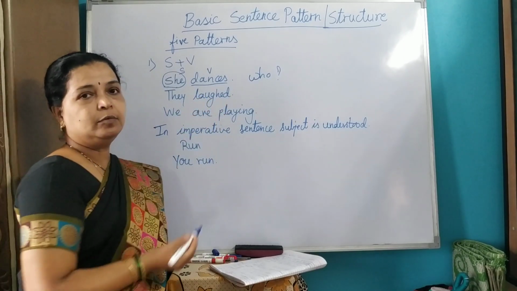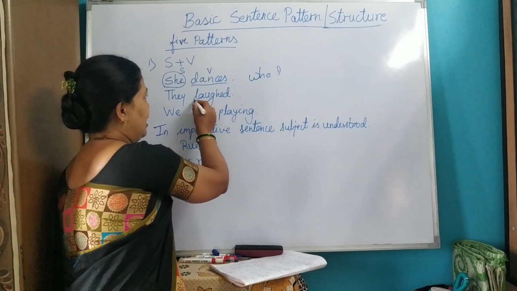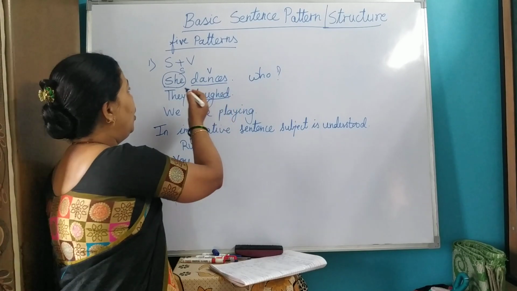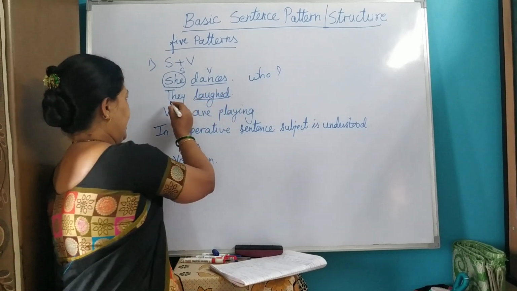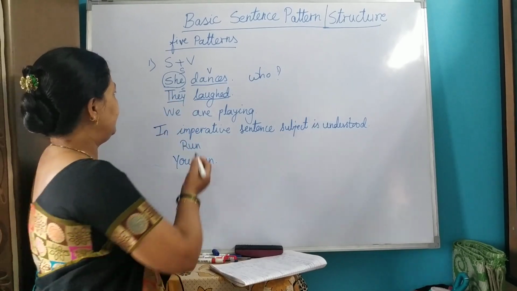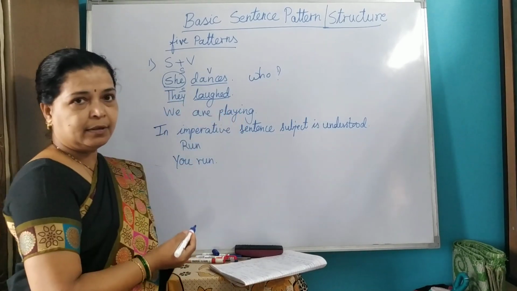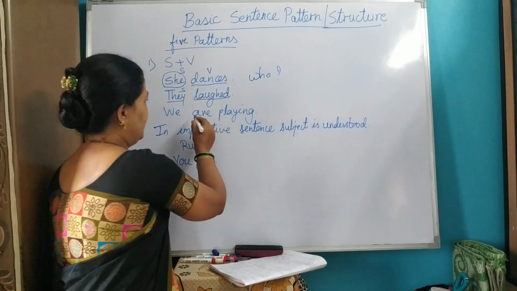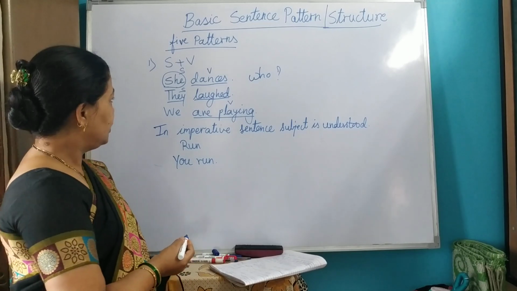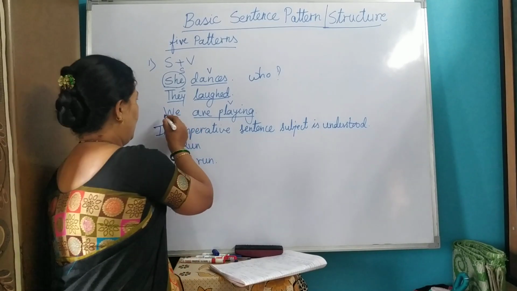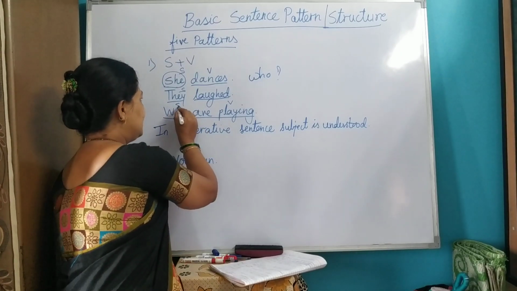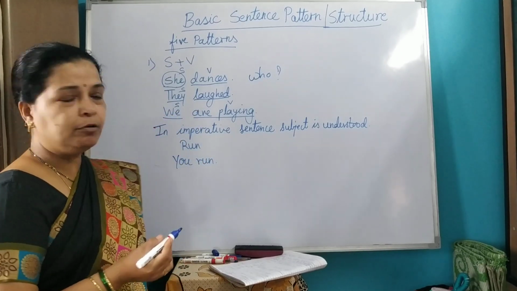They laughed. Which is the verb? Laughed, showing the action of laughing. Then who laughed? They. So they is your subject. Okay, then we are playing. Which is the verb? Are playing is the verb. Who are playing? We. We are playing. So we is your subject. Got it? How to find out subject?